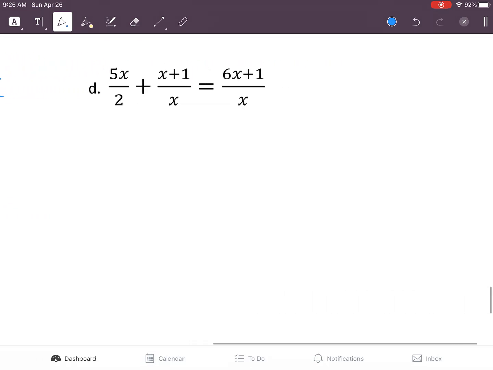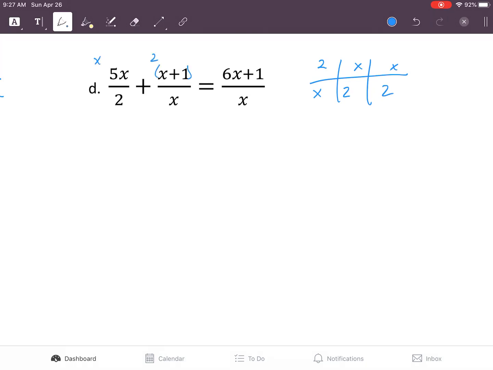In part D, same idea. We have our denominators. We have 2, we have x, and we have x. So 2 needs an x, the x needs a 2, the other x needs a 2, and that's what we're going to multiply by our top. So x, 2, and 2. So now our common denominator is set. So we have 5x squared plus 2x plus 2 equals 12x plus 2.